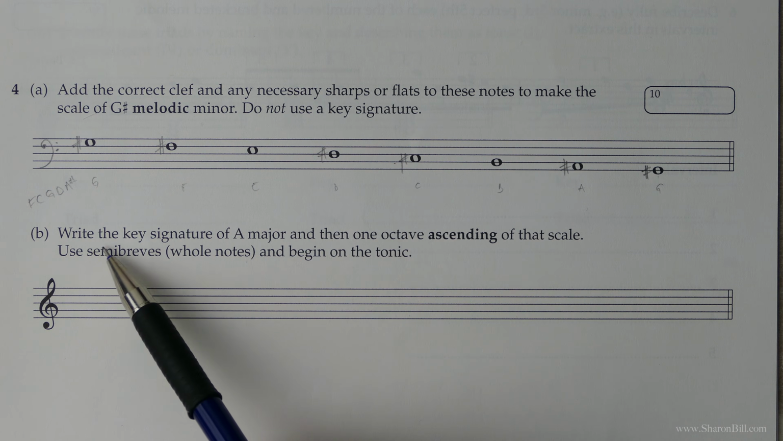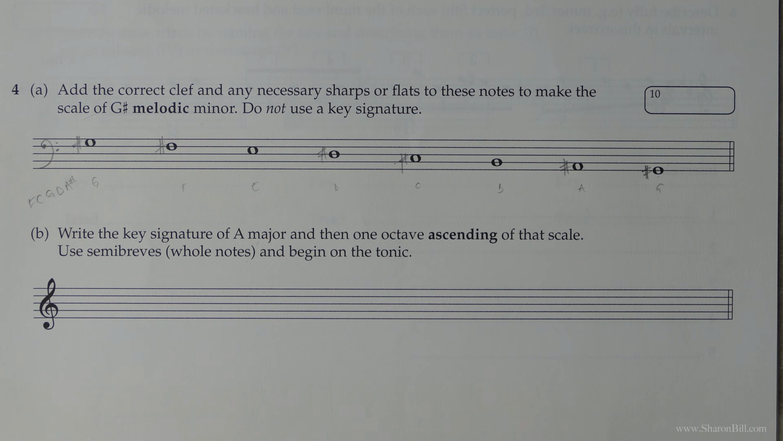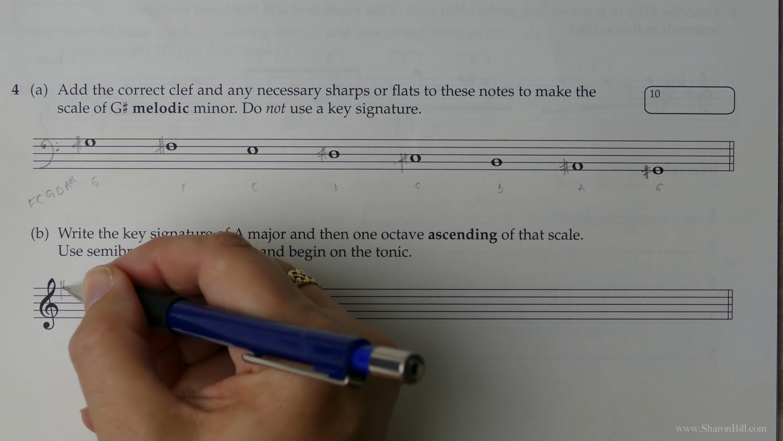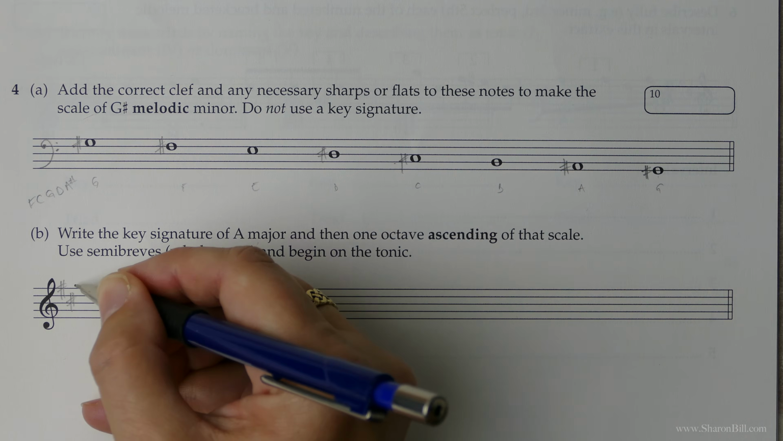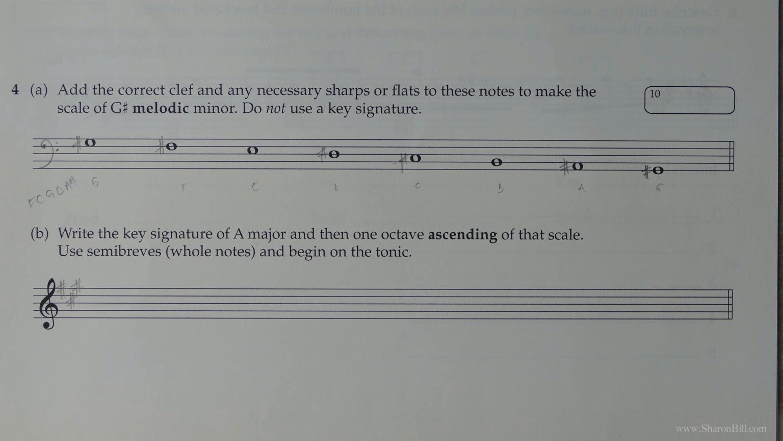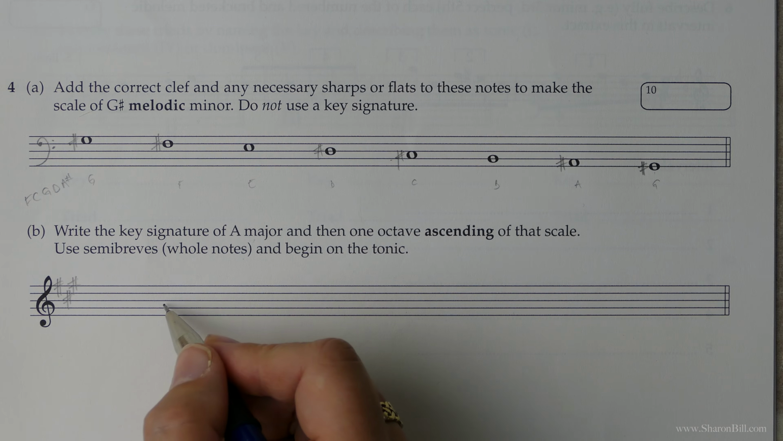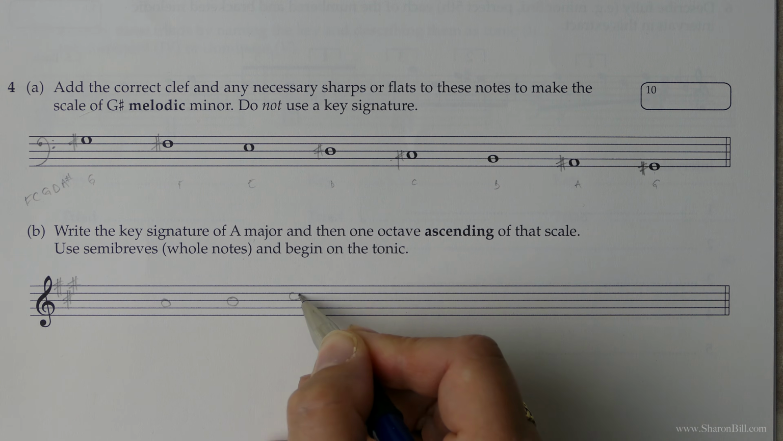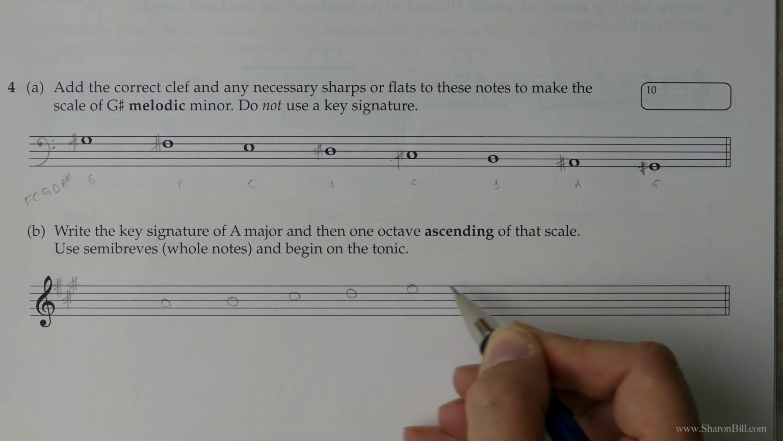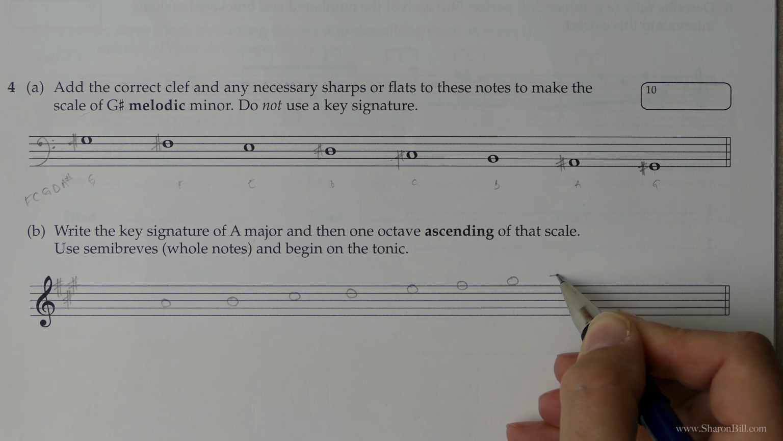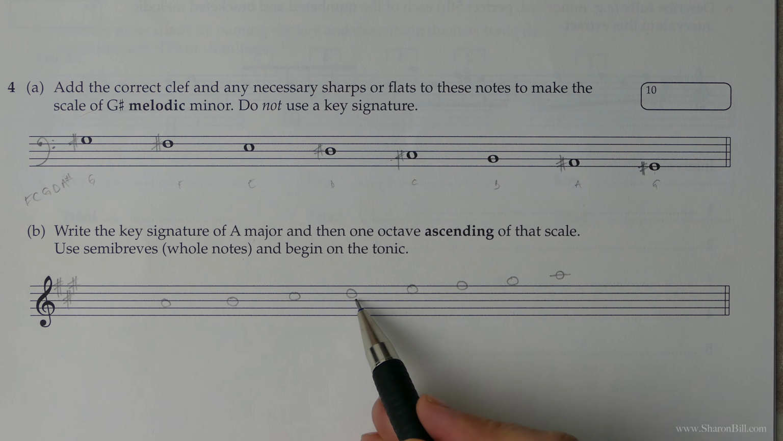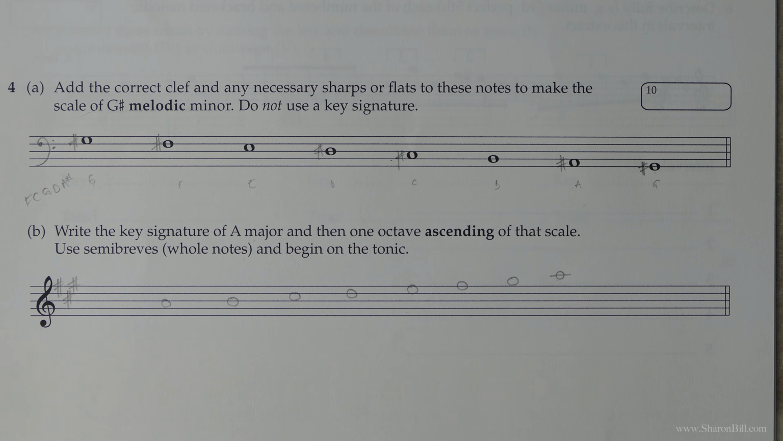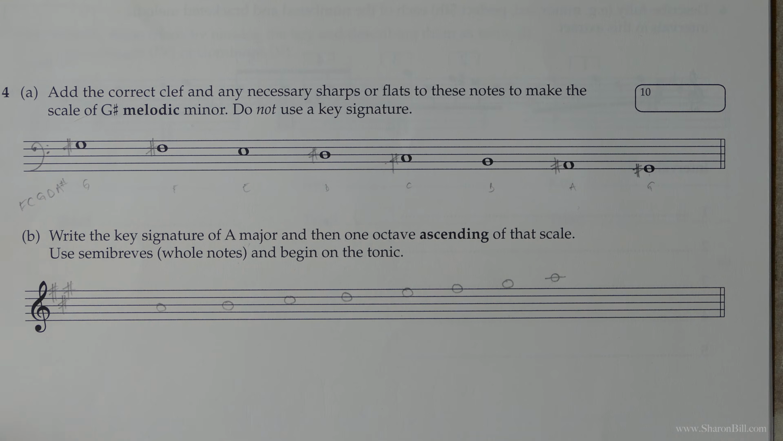So the next question asks us to write a key signature of A major and then one octave of the ascending scale. So A major has 3 sharps, so position those in the treble clef, F, C, G. And now we just need to write the notes of A major. So I'm going to start here and then we can work upwards. Line, space, line, space, line. 1, 2, 3, 4, 5, 6, 7, 8. That's it. So we know we've not gone wrong. So that's that question soon completed. Let's move on to the next.